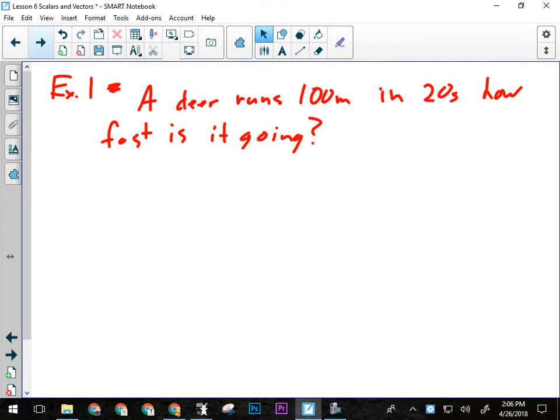All right, I want you guys to try that one. Simpler than the one we just did. A deer runs 100 meters in 20 seconds. How fast is it going?